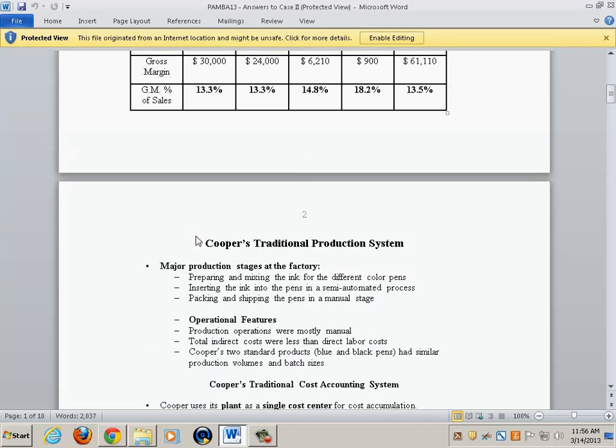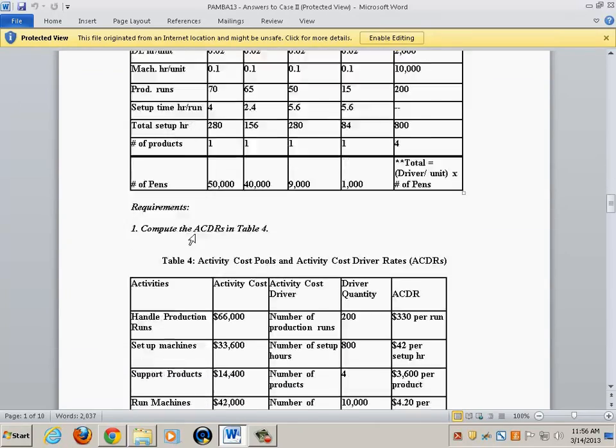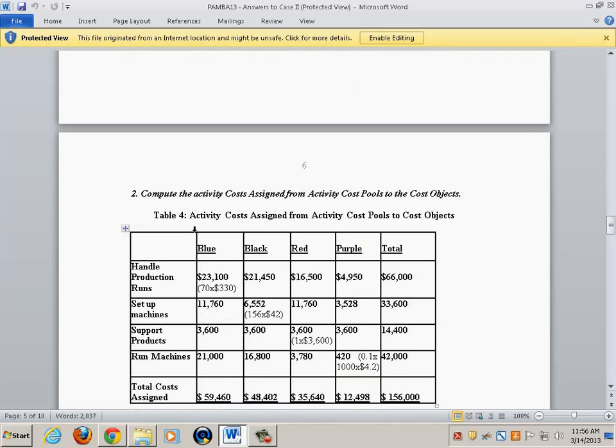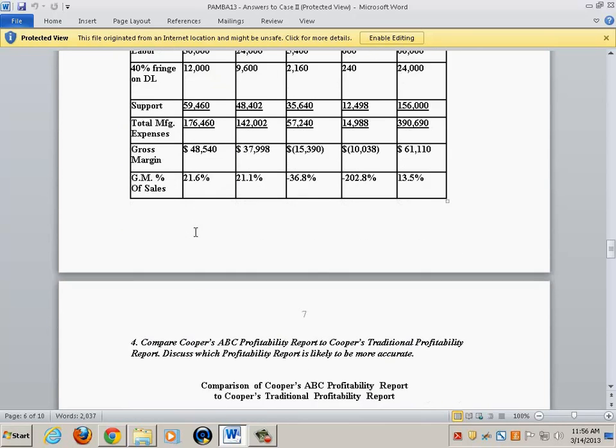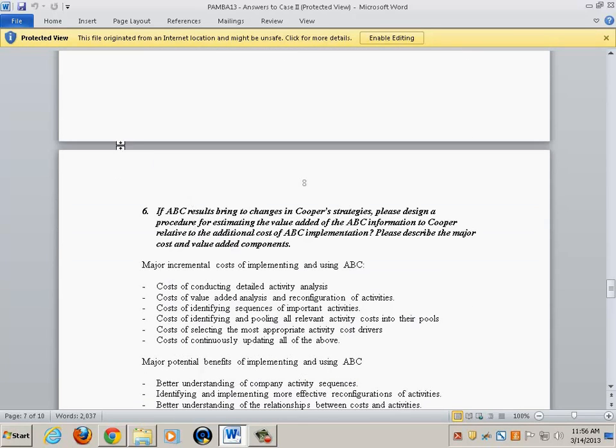We move to 6. Any other comments? Six, if ABC results changes in decisions that happen, for estimating the value added of the ABC relative to traditional costing.